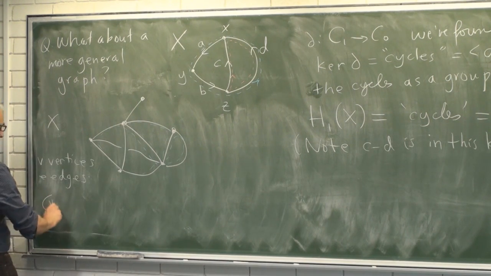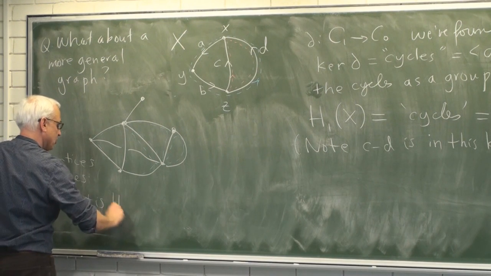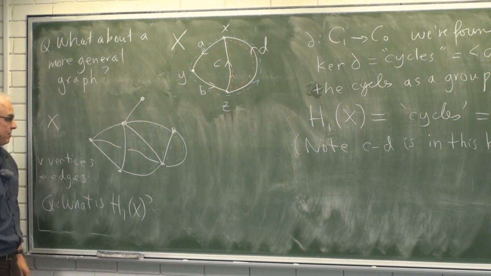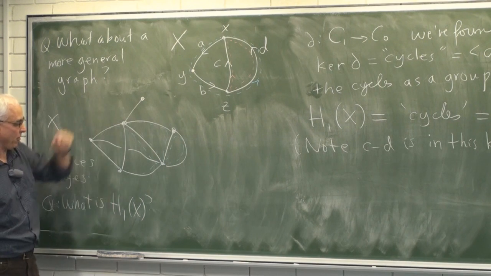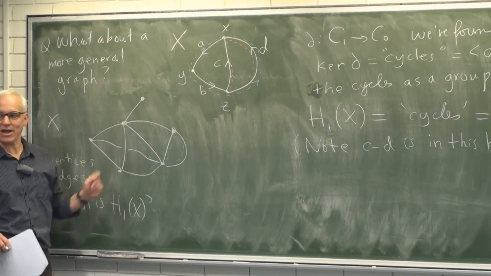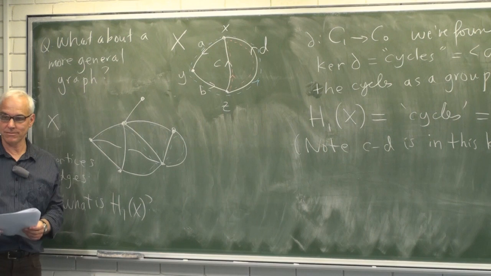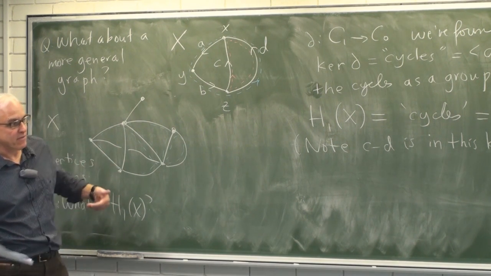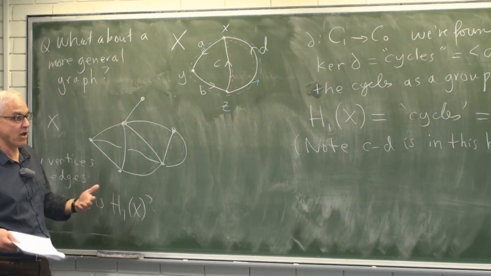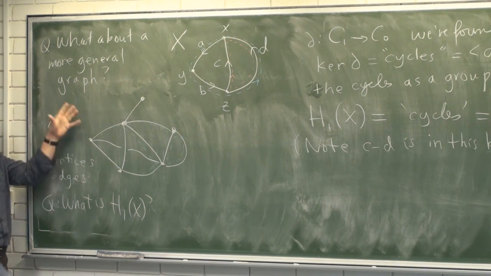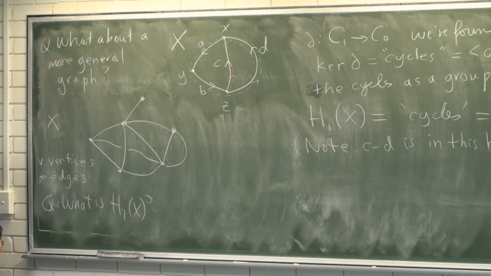So the question is, what is H1 of X? Well, we could do a linear algebra thing just like we did in this question here. We could label the vertices. We could give directions to the edges. We could set up the boundary operator. We could have a big augmented matrix, and then we could row reduce that matrix. And the number of vectors in the spanning set for that null space would be the number of generating cycles. Okay, but that seems like a lot of work for this graph, and if the graph is even bigger, it's a lot of linear algebra, so we'd like to think of some more clever way of thinking about that.